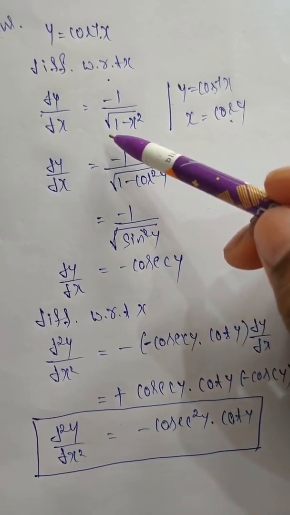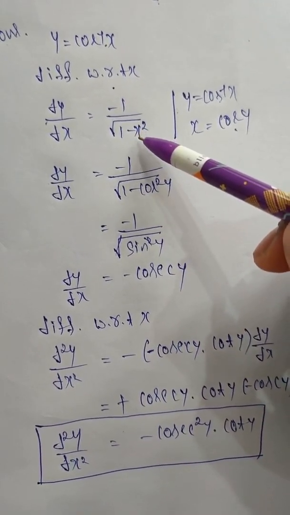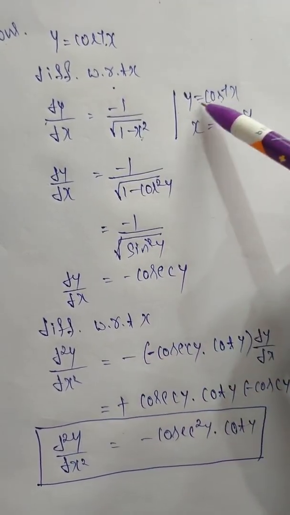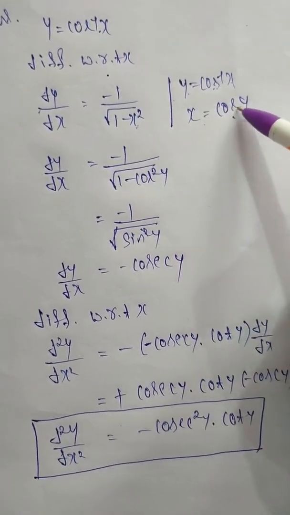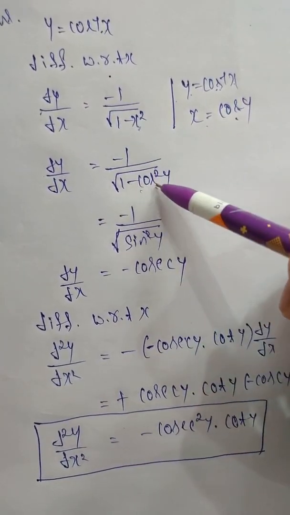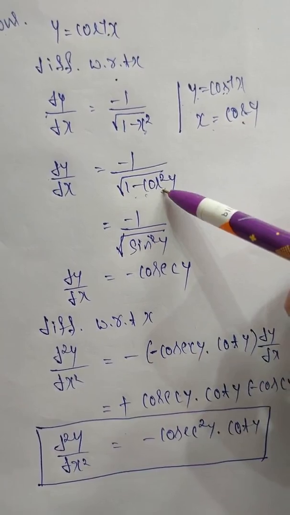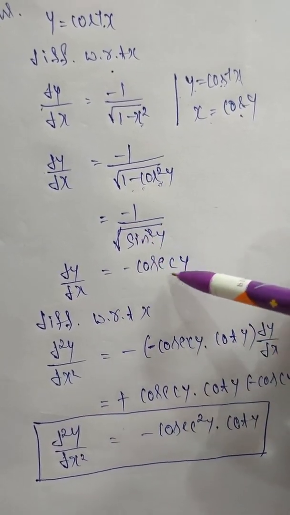Here I am changing the equation in the form of y. What am I substituting for x? We know that y is equal to cos inverse x, so x is equal to cos y. I am substituting x equals cos y here. This becomes 1 minus cos square y, which is sin square y. Square and root cancel. 1 by sin y is cosecant y.